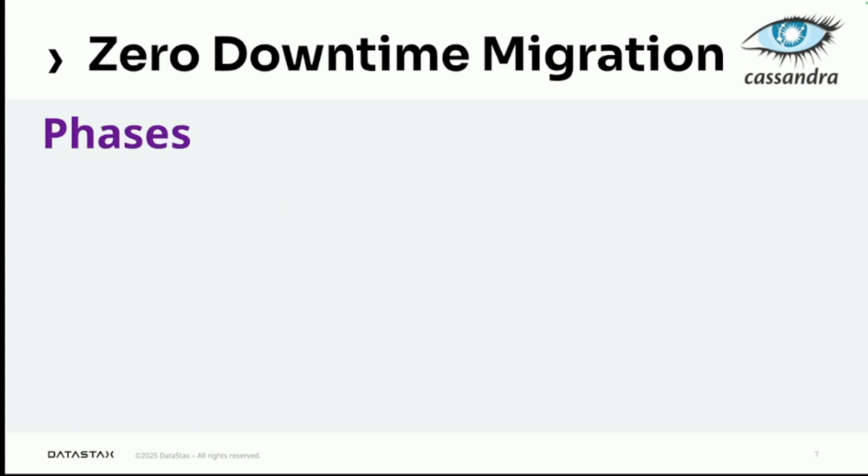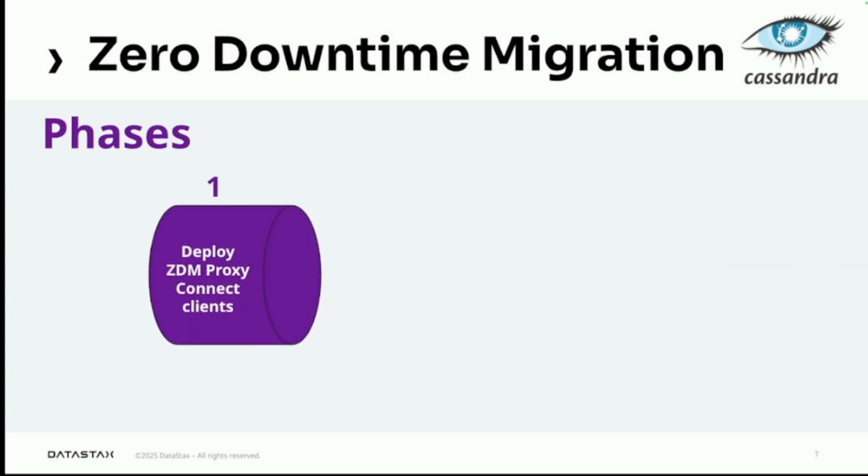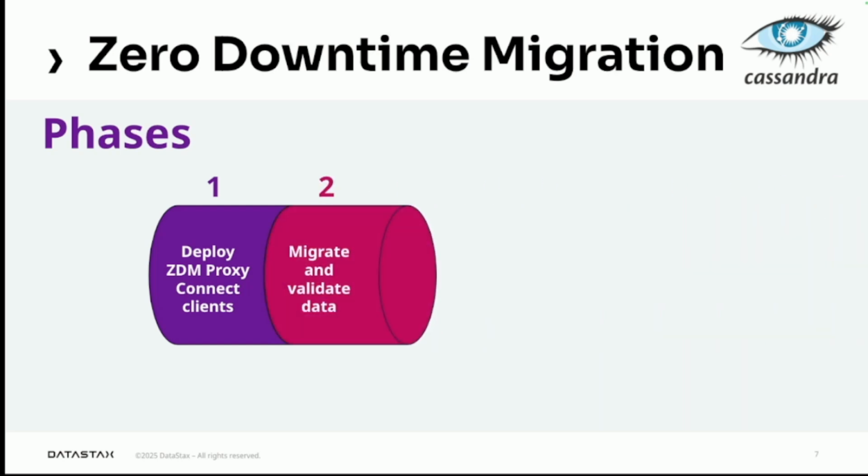So there are a few phases to a zero downtime migration. First of all, the ZDM proxy gets deployed with multiple clients. That's the idea: the ZDM proxy works in a somewhat clustered fashion, and the number of clients that get deployed is relative to the workload that your cluster is processing. Once we have the ZDM proxy clients in place, we will then migrate and validate the data.